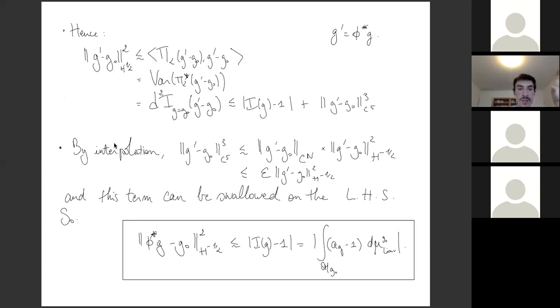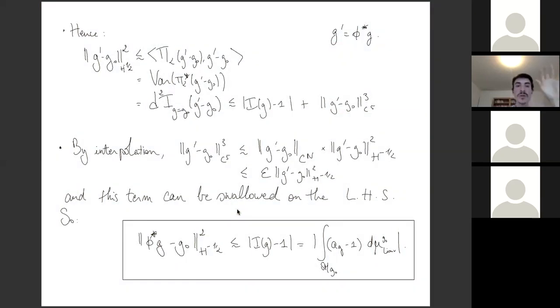And then by just this very elementary interpolation argument, what you get in the end is that G' minus G0, namely phi star of G minus G0, squared in H^{-1/2}, is controlled by the geodesic stretch minus 1, namely the integral of A_G minus 1 with respect to the Liouville measure.